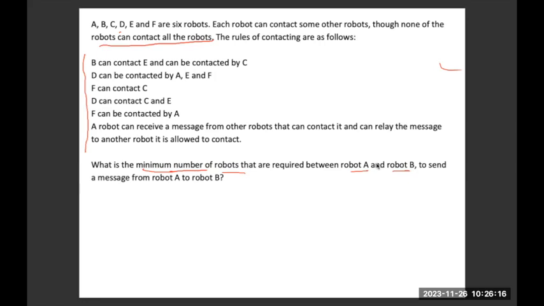So the first condition which is provided is B can contact E and can be contacted by C. So B can contact E and it can also be contacted by C. D can be contacted by A, E, and F. E can contact D, and along with E, even A and F can contact D.